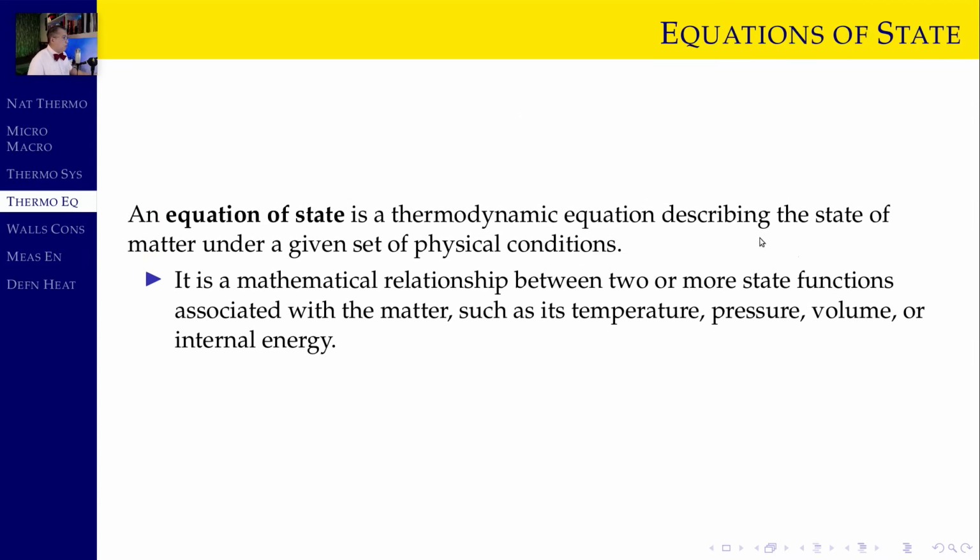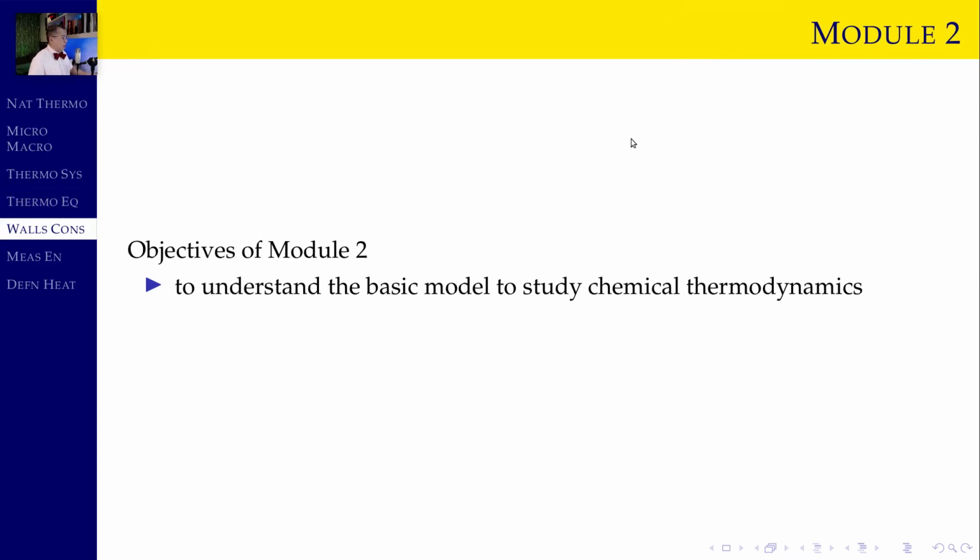The next one would be an equation of state. We know already the state variables or the state functions. These are variables. We look at how they are related in equations, and such equations are what we call equations of state. An equation of state is a thermodynamic equation describing the state of matter under a given set of physical conditions. It is a mathematical relationship between 2 or more state functions associated with matter, such as its temperature, pressure, volume, and internal energy.